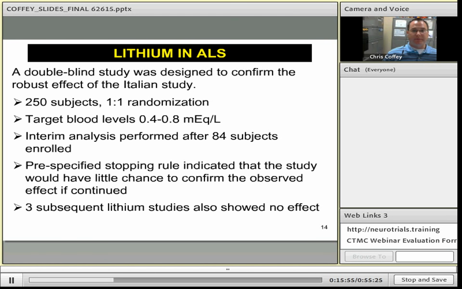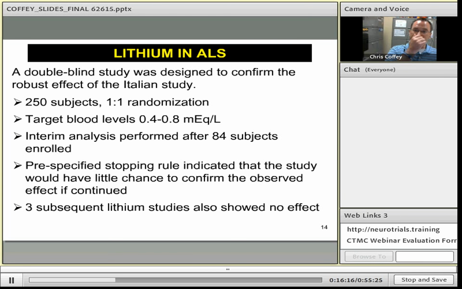And so there were 250 subjects randomized one-to-one, with an interim analysis after 84 subjects and a pre-specified futility stopping rule if you could show that the effect of the Italian study could not be replicated. And in fact, that's what happened in that situation. And then there were three subsequent studies that also showed no effect.